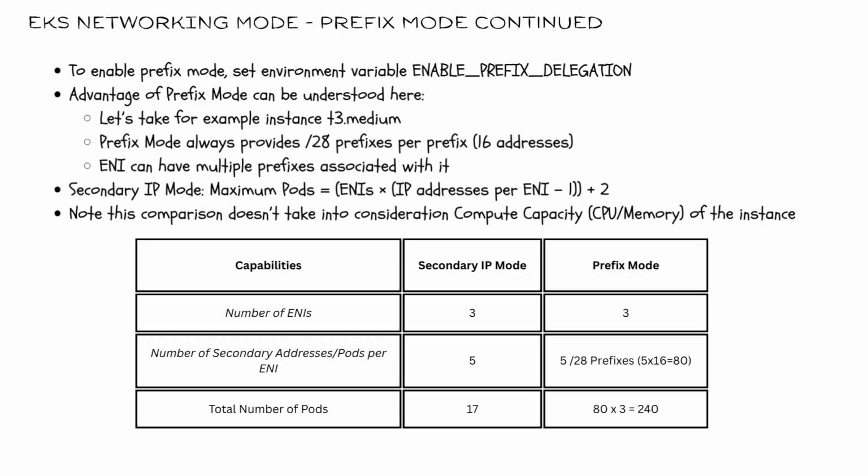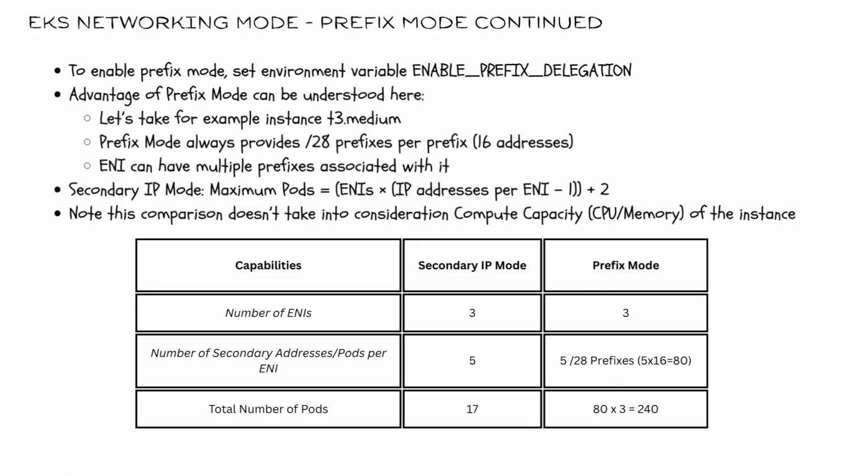In this example, we're using a T3.medium instance to show the difference in pod density between secondary IP mode and prefix delegation mode, purely from a networking perspective. In both cases, the instance supports up to 3 ENIs. In secondary mode, each ENI can have up to 5 secondary IP addresses. Following the formula on the screen, the T3.medium can support up to 17 pods using the secondary IP mode.